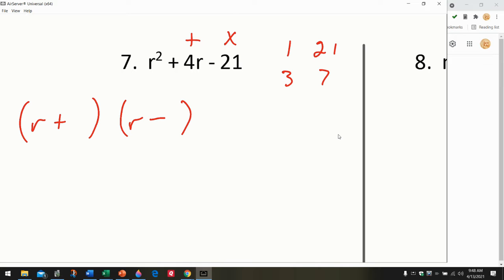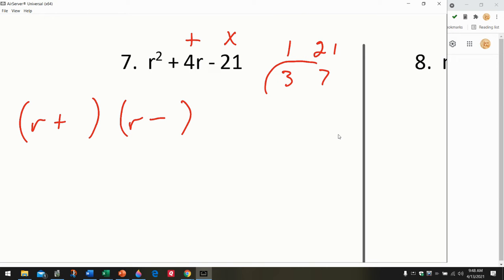Remember, they have to multiply to be negative. So in order to multiply to be a negative number, one of these pairs has to be a negative number. So it's either a -1 and a +21, or it's a +1 and a -21. Those both would multiply to give us -21. But in this case, we're going to go with the 3 and the 7.